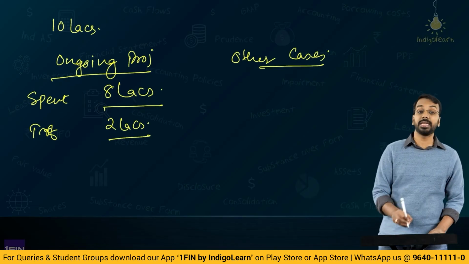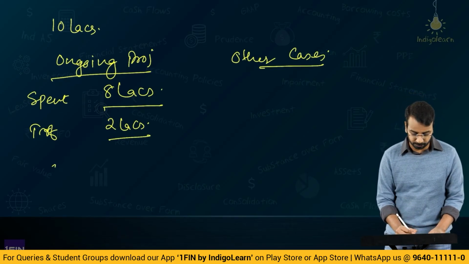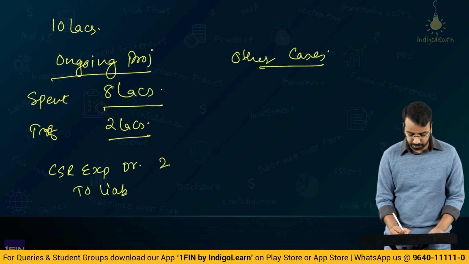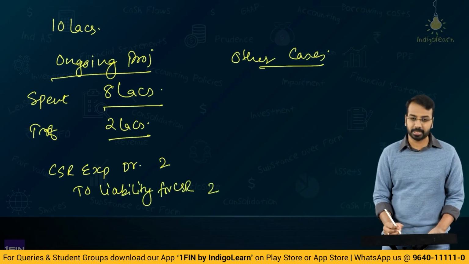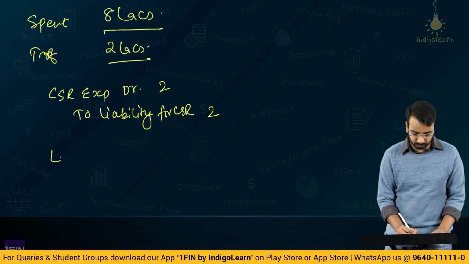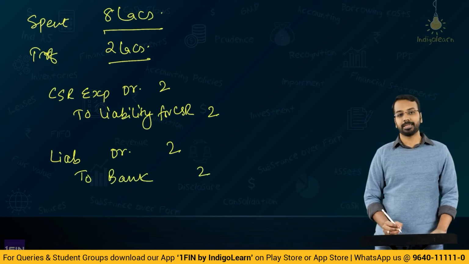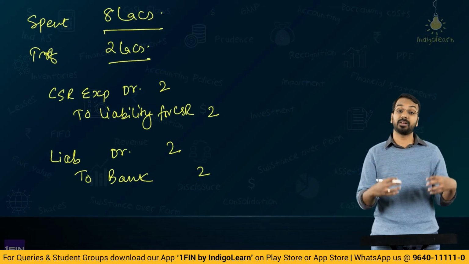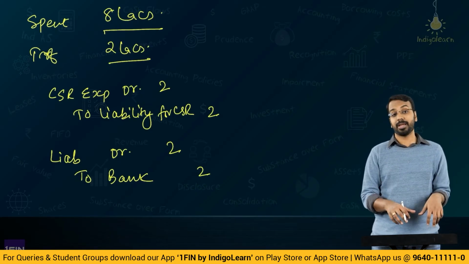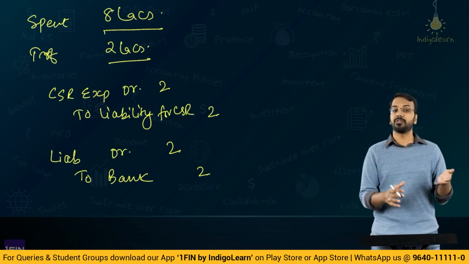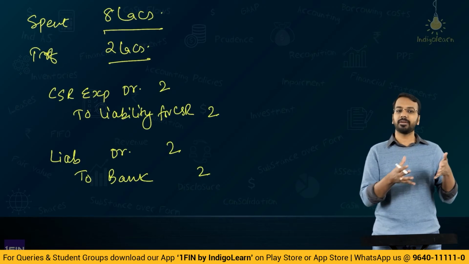So, for that we need to create a liability on 31st of March and the entry will be: debit CSR expenditure 2 lakhs, credit liability for CSR 2 lakhs. And when you contribute, you will debit the liability 2 lakhs, credit bank 2 lakhs, right. Now you might be wondering, sir, the company itself has created the bank account, can we not show that in the balance sheet? We cannot show that in the balance sheet because we do not have right over that money.